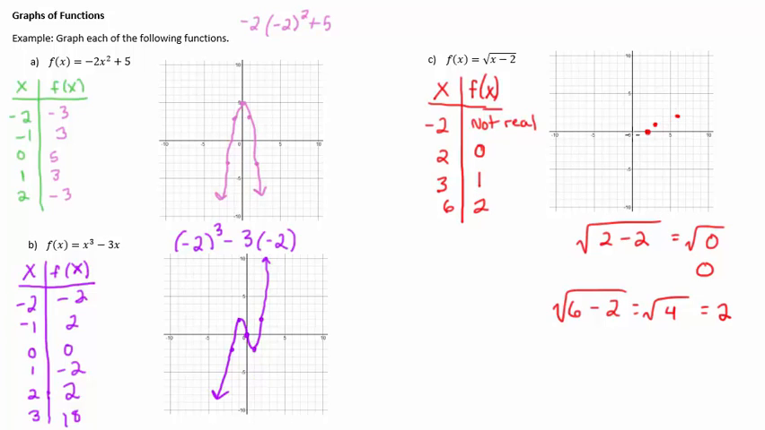And then I think any normal numbers, not decimals, will be off of our graph. So a square root function is a curve to the right. It just starts somewhere and then it curves up and to the right typically.